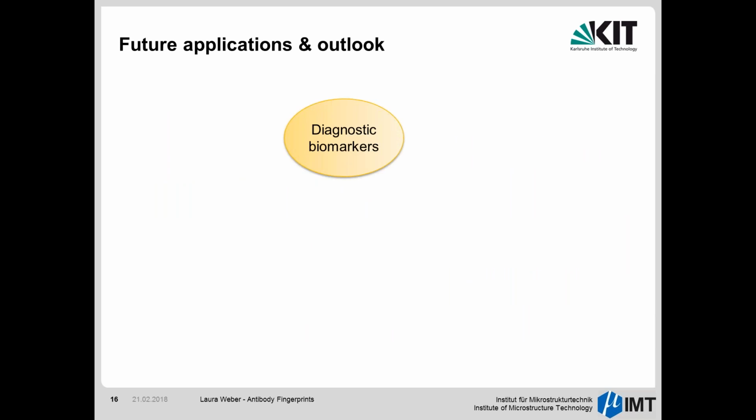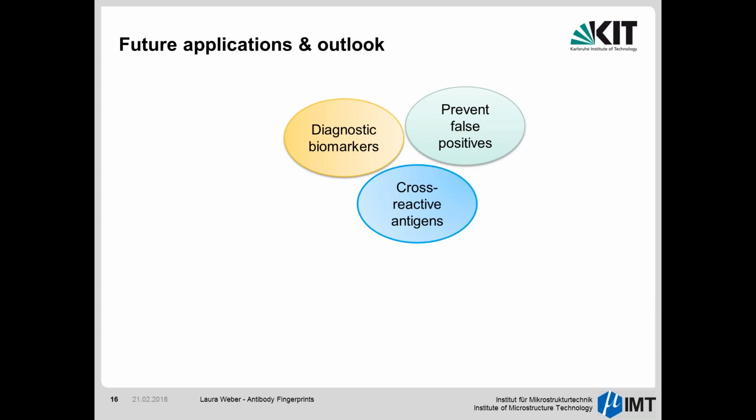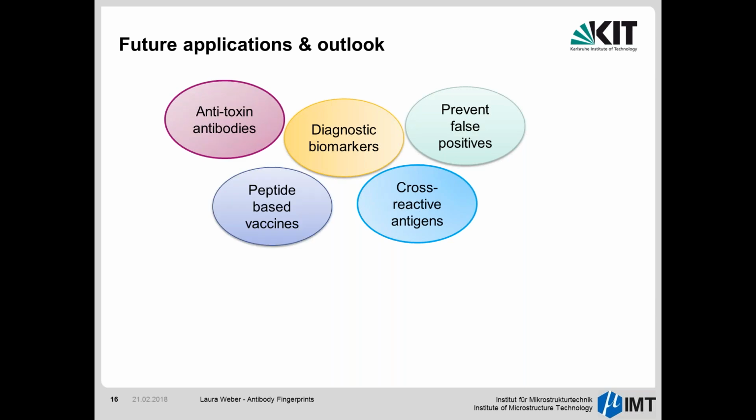The knowledge about specific antibody fingerprints could be used in many different ways. Diagnostic tests based on fingerprints allow the exclusion of false positive results and the investigation of autoimmune reactions. It also allows the investigation of cross-reactive antigens. It might also lead to the identification of antitoxin antibodies for acute infections and to peptide-based vaccines. And there's another door that is opened by our studies.